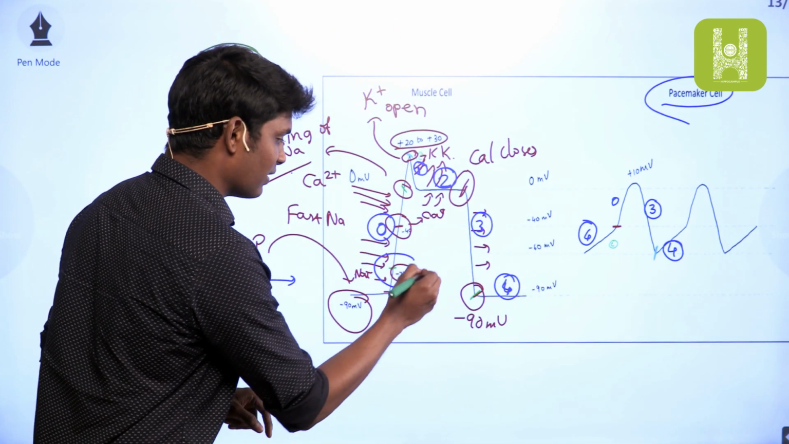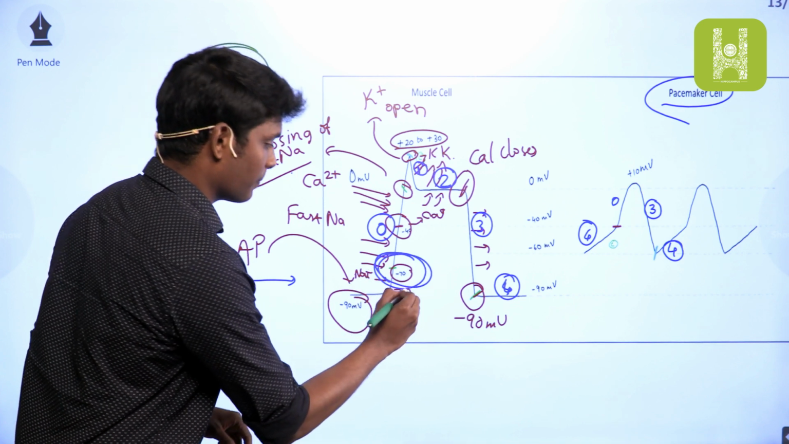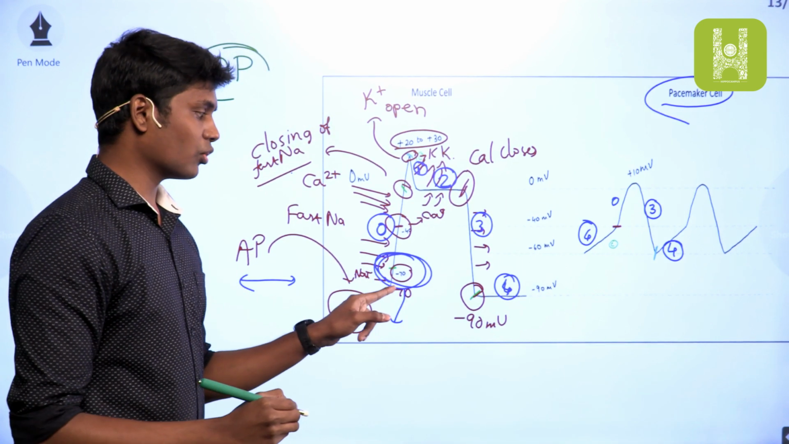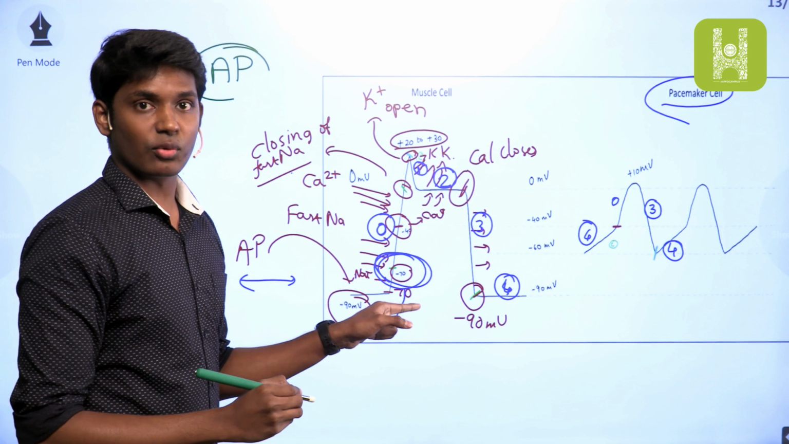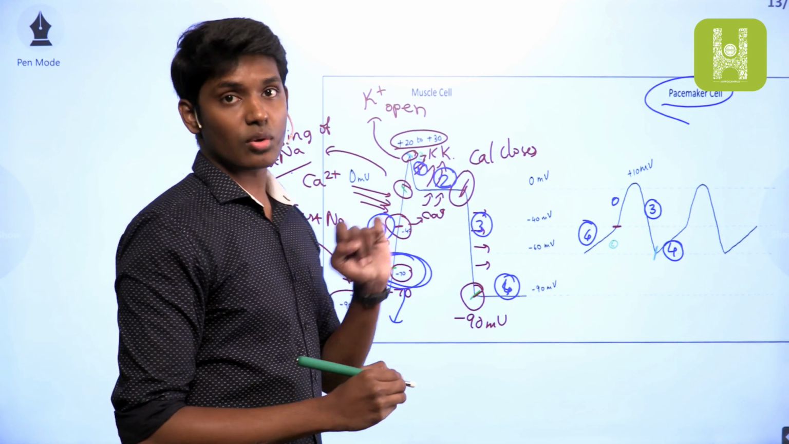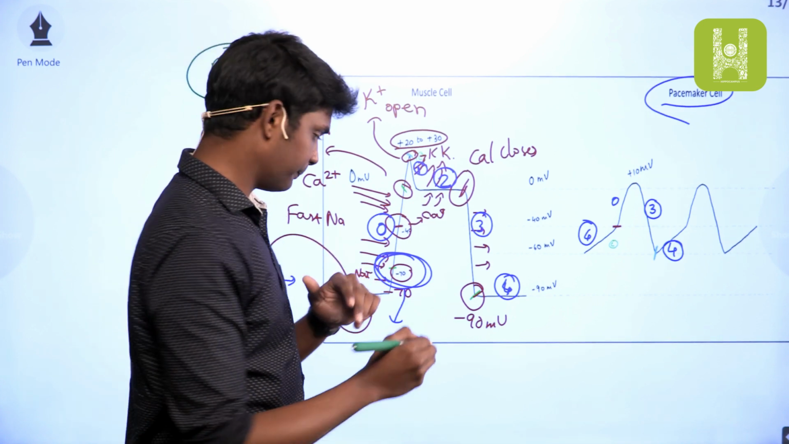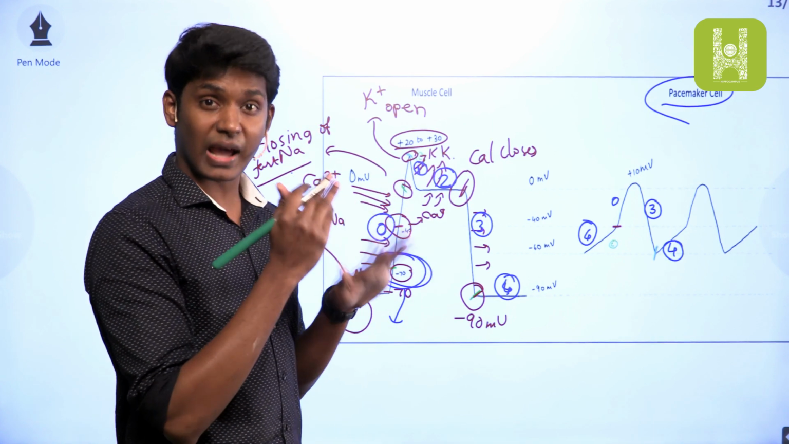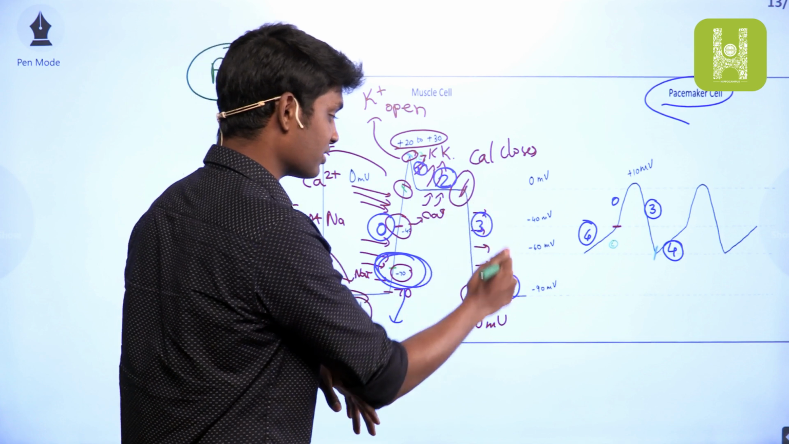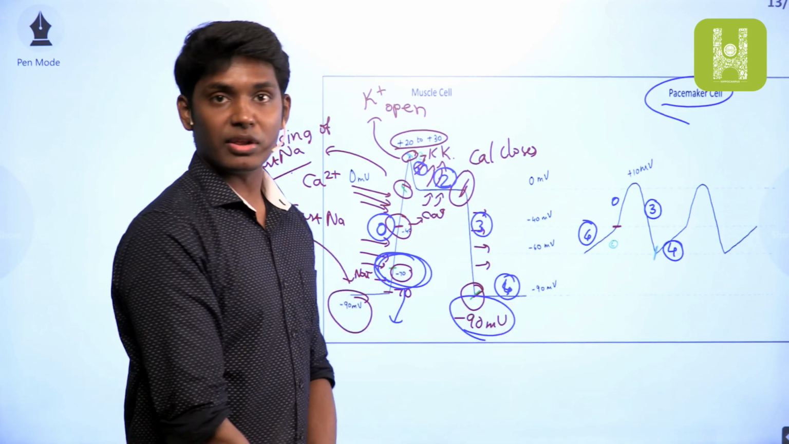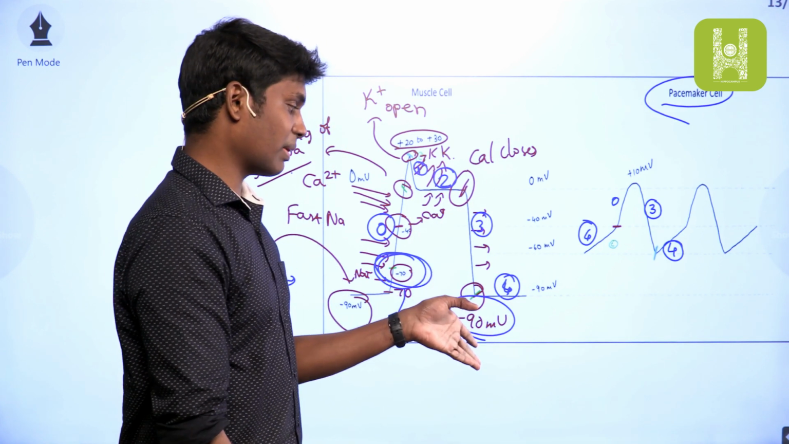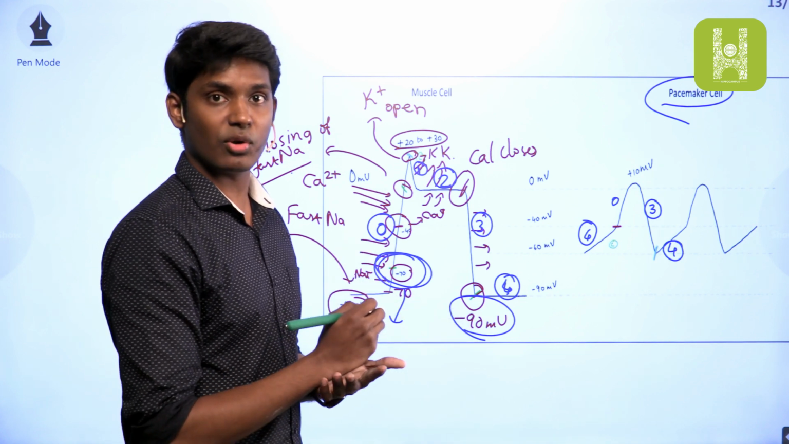As I said in the previous thing, the fast sodium channels open at minus 70 millivolts and close at 0 millivolt. One peculiar feature about these fast sodium channels is that they can be activated again only when the membrane potential reaches minus 90 millivolt. So only at such a negative membrane potential can the fast sodium channels be opened.